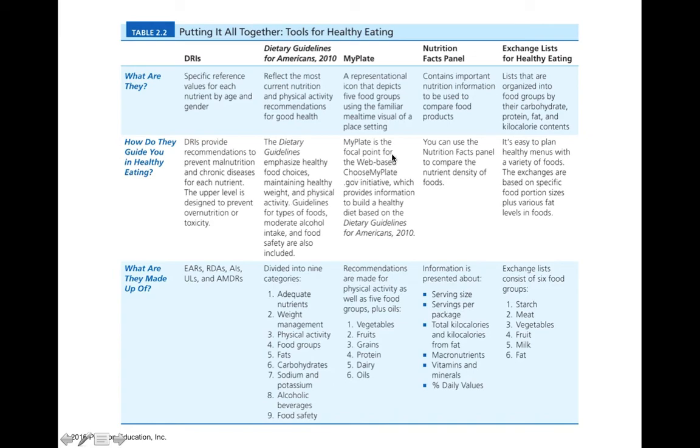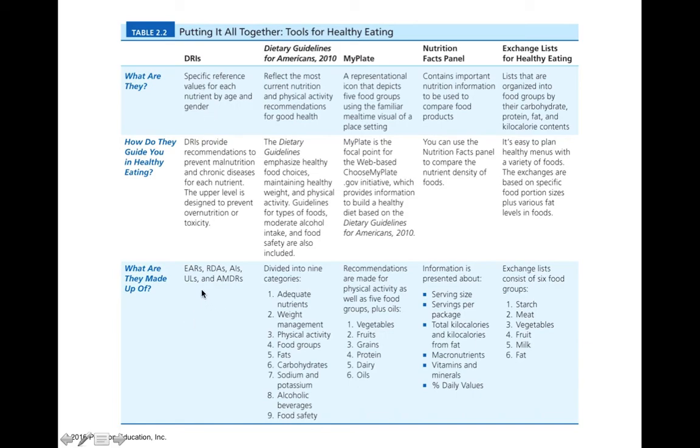They use something called MyPlate, which we talked about. This is going to be an area that will help you provide healthy information, information to provide a healthy diet for yourself based on these Dietary Guidelines for Americans. And then the Nutrition Facts panel, which is going to allow you to compare the density inside the foods in terms of nutrient content. And what are they all made of?